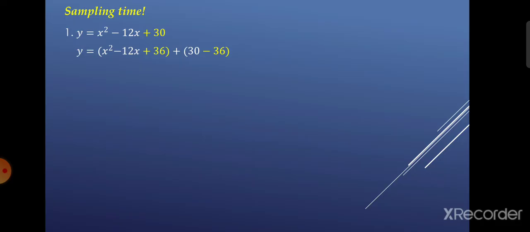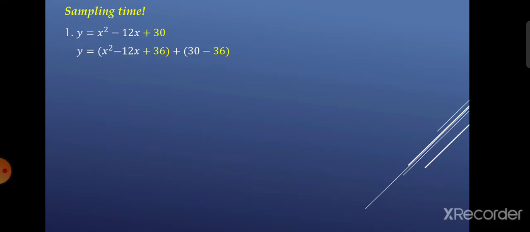Since our third term is positive 30, the rule is: if the third term is positive, the first step is plus minus. So y is equal to x squared minus 12x plus 36, plus 36 also, minus 36.